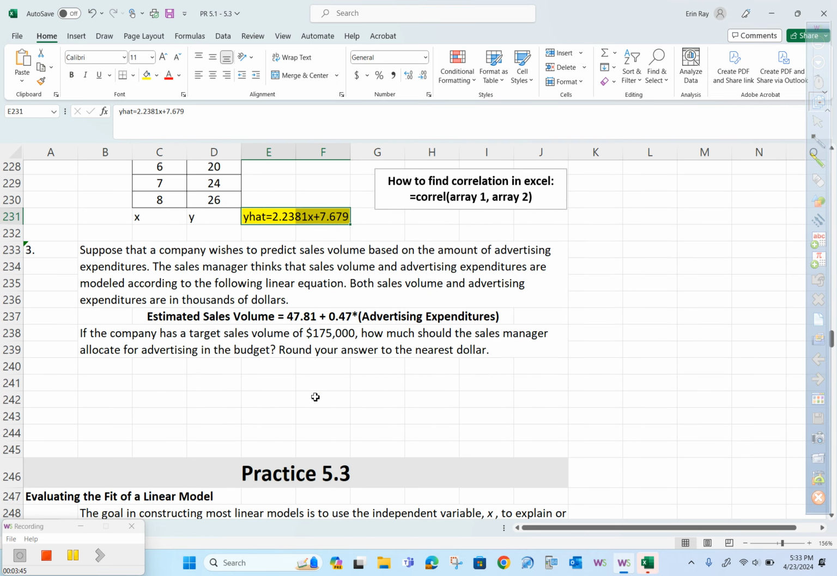Okay, next one, they give us the line of best fit, and we're going to use it to answer a question. So suppose that a company wishes to predict the sales volume based on the amount of advertising expenditures. So looking here, the estimated sales depends on what advertising was spent. And here's our line of best fit. Sales manager thinks that sales volume and advertising expenditures are modeled according to this linear equation. And they're both in thousands of dollars. That's going to be important so that we solve here correctly.